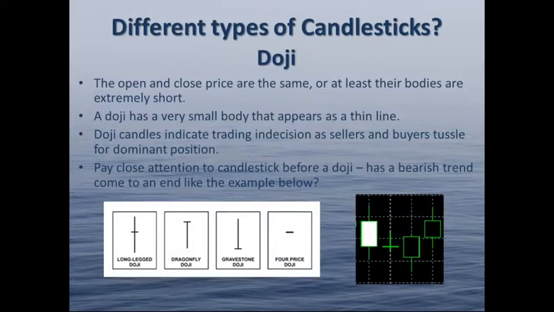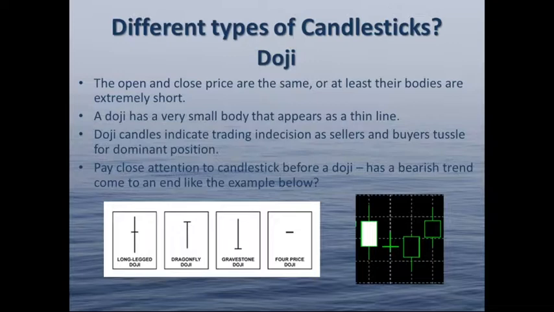The final type of candlestick I will specifically assess for you is the doji. The doji is characterized by being small in length, with the open and close being either exactly the same or their real bodies being extremely short.